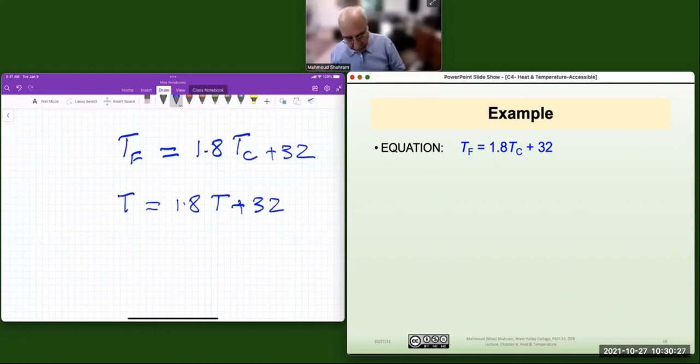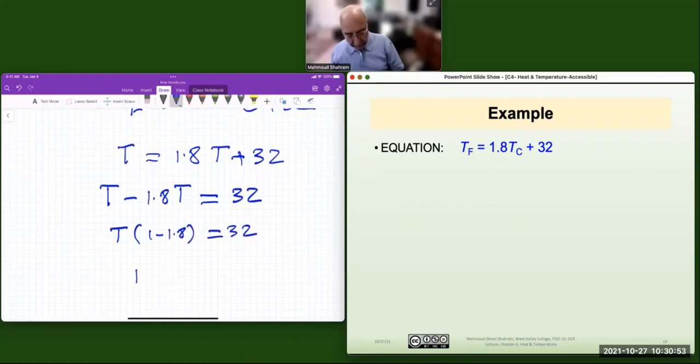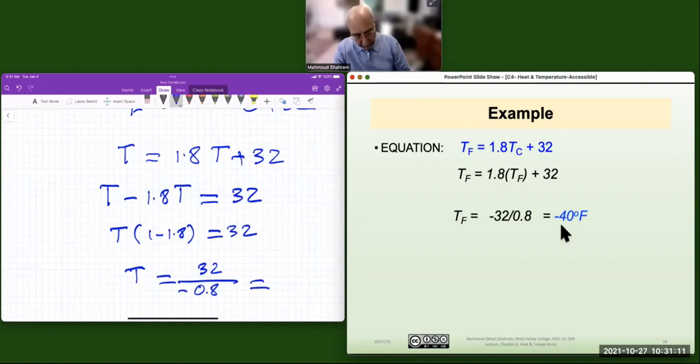If I take this T to the other side, I have T minus 1.8 T is equal to 32. Factor the T, so you have T times (1 minus 1.8) is equal to 32, and then T is equal to 32 divided by 1 minus 1.8, which is minus 0.8, so that would be actually minus 40 degrees.